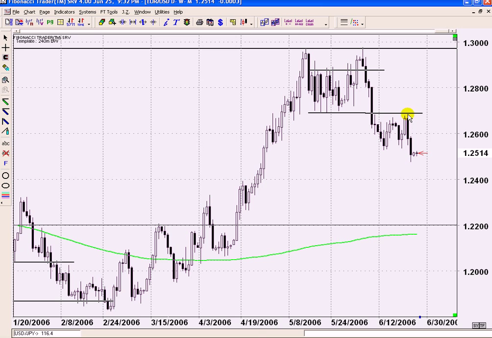I like to see an intraday price come up, test the bodies of the candles, but then the body of this candle close below these wicks is ideal for a short position.